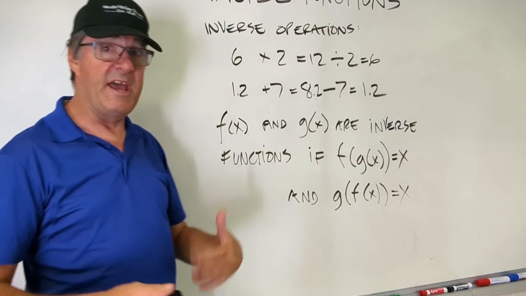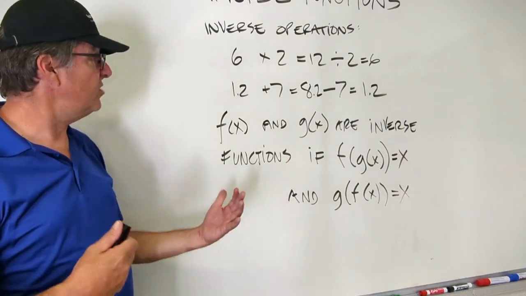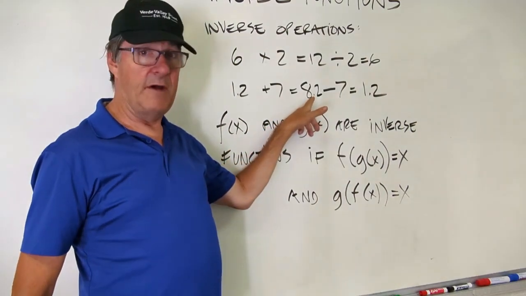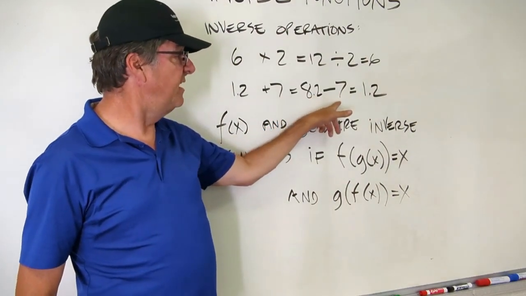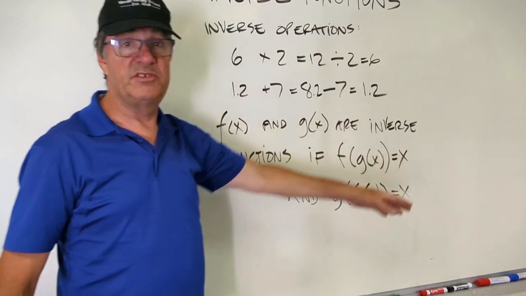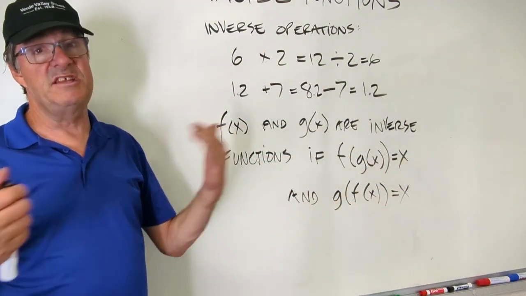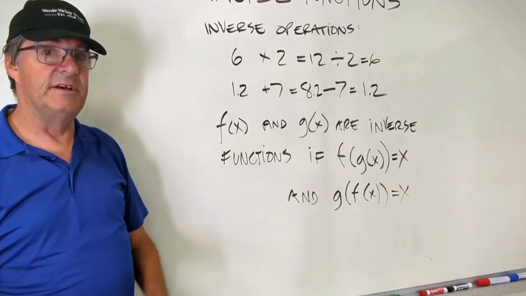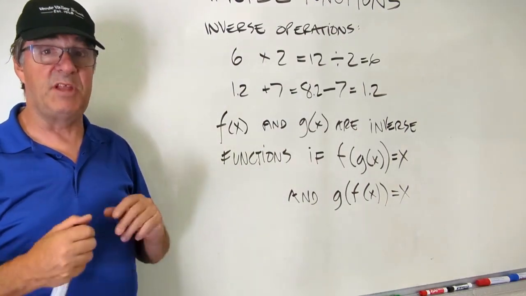In a more simple way, so are addition and subtraction. 1.2 plus 7 is 8.2. Now if I go right back and subtract 7, I'm back at 1.2. So in this way, addition and subtraction are inverse operations. Now let's take a look at that idea applied to functions.